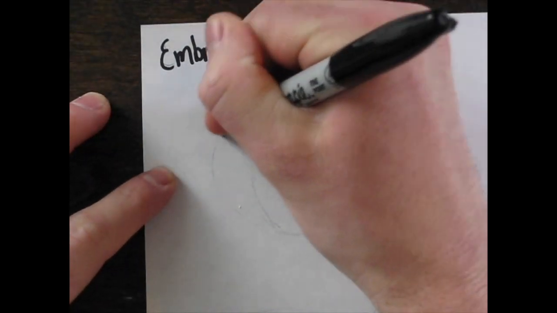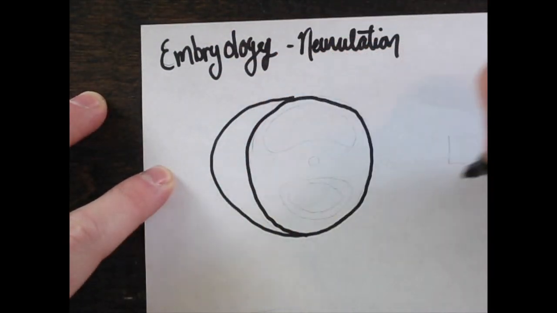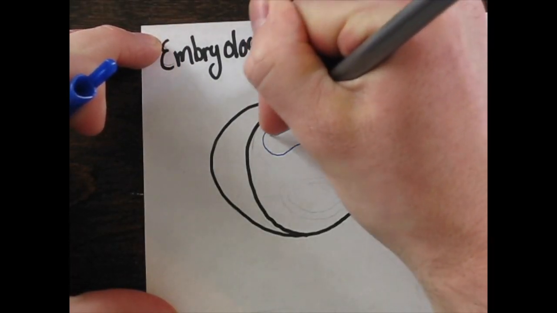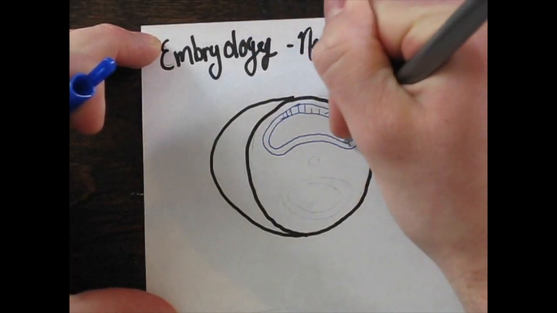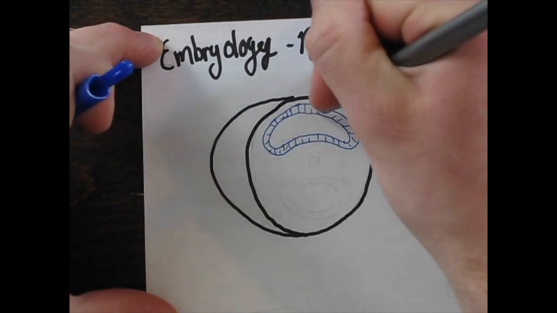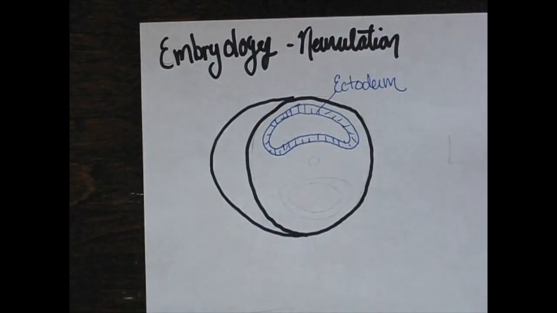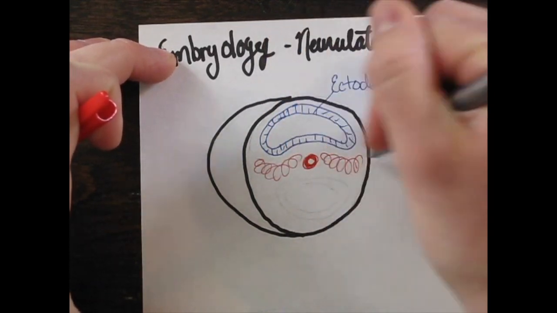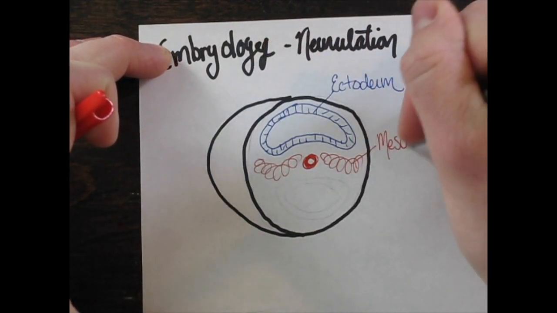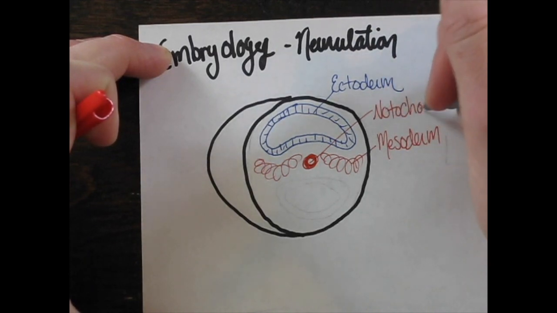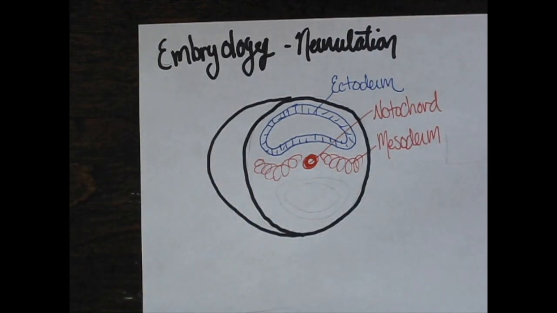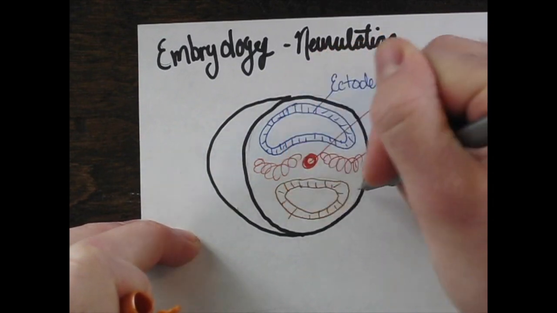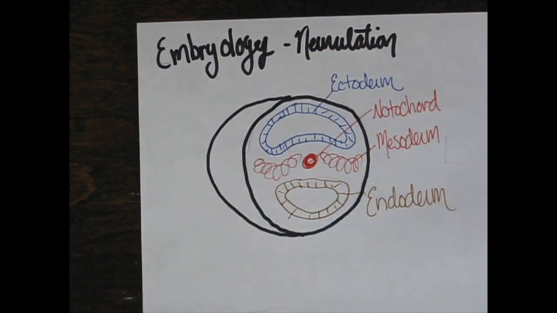So here's the embryo, and as you know, all the structures in the human body arise from three different layers. The ectoderm, which I've drawn in blue, gives rise to the skin and nervous system. The mesoderm, which I've drawn in red, gives rise to blood, connective tissue, spleen, bone, and it also contains the notochord, which is important for neuronal development. And the endoderm I've shown in brown, and that will form the gut tube and the lungs.